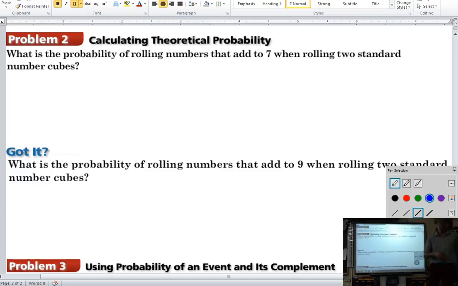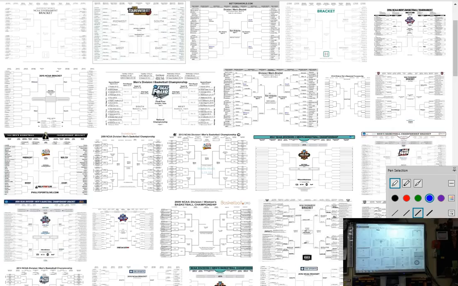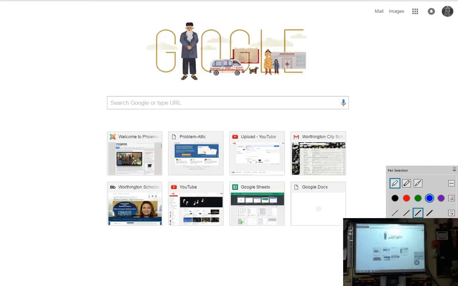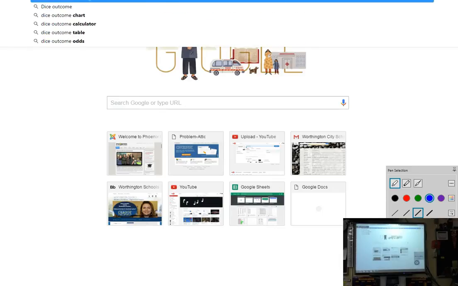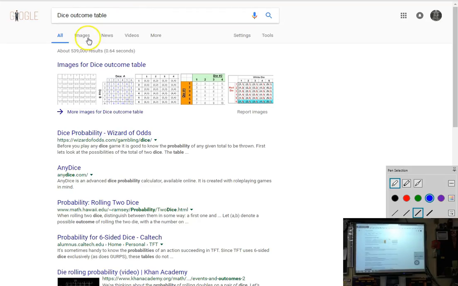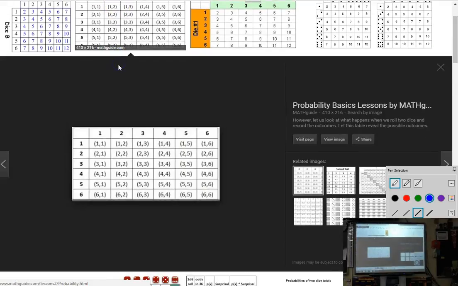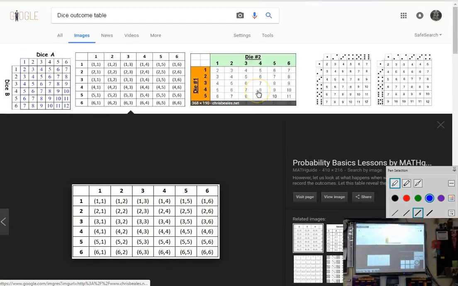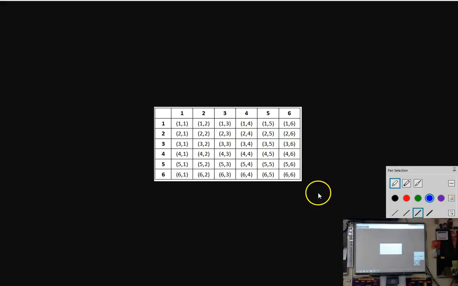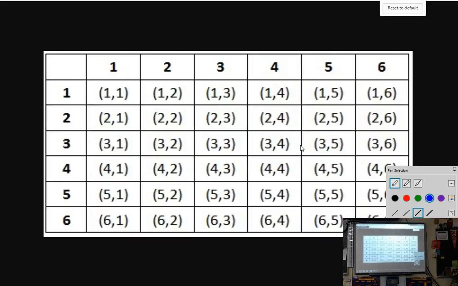We need to look at the outcome table. We can either build one or check for one. I might as well just pull this up, it will be quicker. So this, yeah, good enough. We need to talk about which of these add to... What are we looking for? 7.